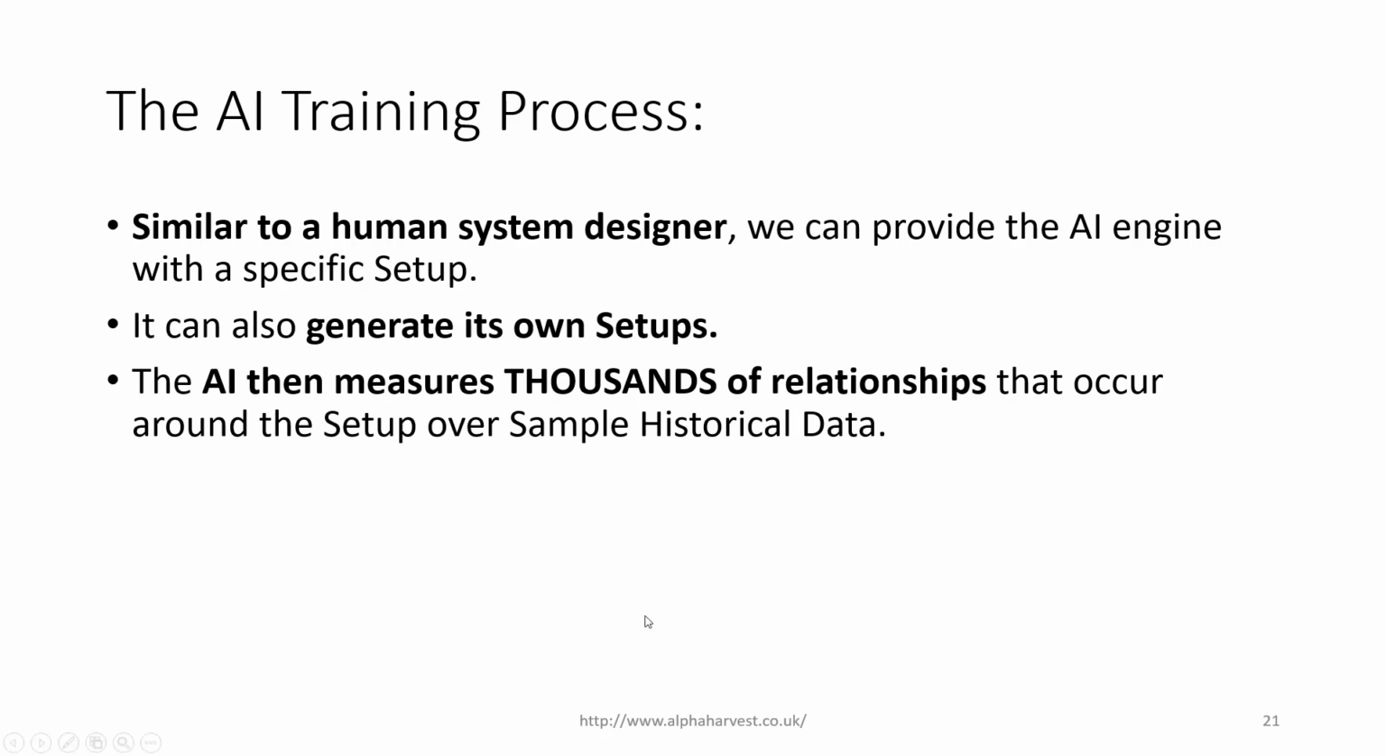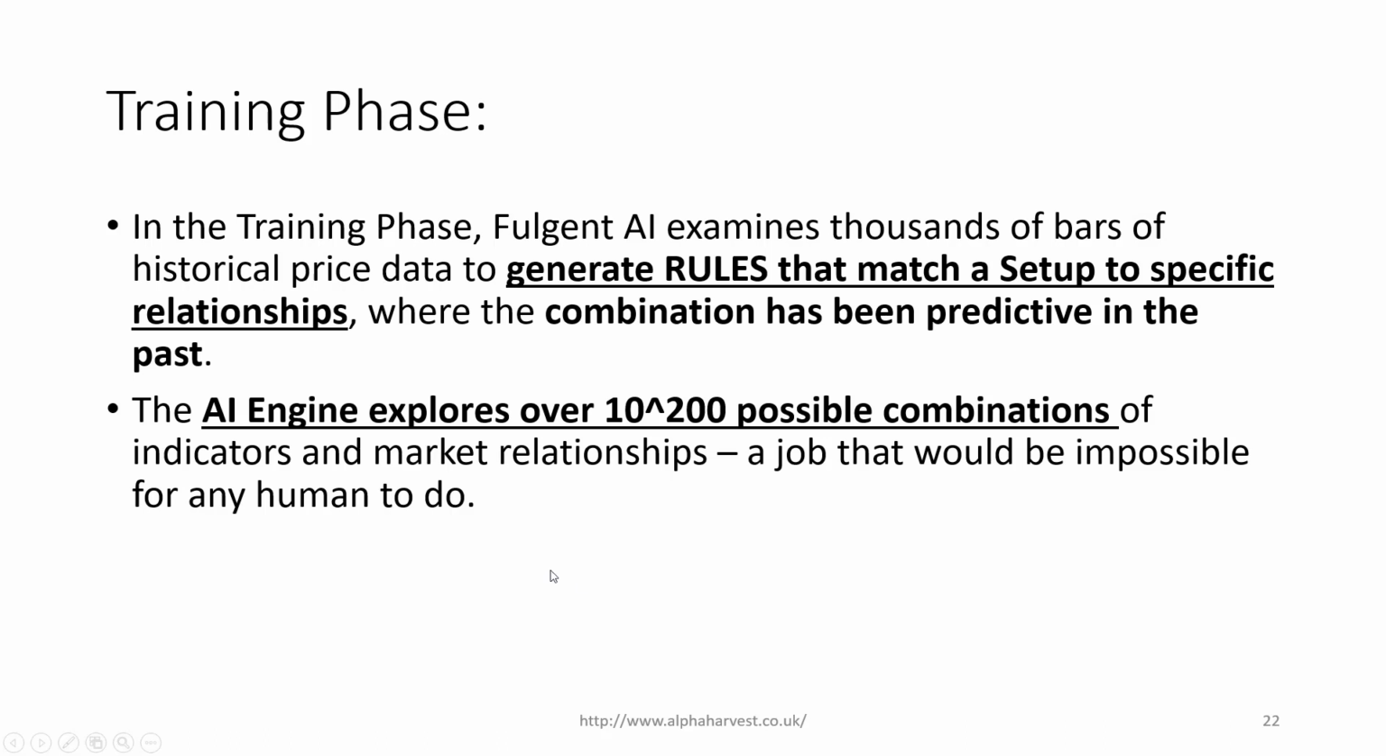The AI training process is similar to a human system designer, where you can provide the AI engine with a specific setup, and it also generates its own setup. So it is possible to train the AI using your own traditional trading strategy, and then develop your own artificial intelligence trading strategy on top of that. In the training phase, the Fulgent AI examines thousands of bars of historical price data to generate rules that match a setup to specific relationships where the combination has been predictive in the past.